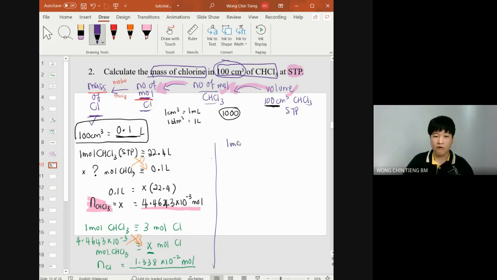So 1 mole of chlorine atom. Dalam keadaan atom. Macam mana teacher tahu dia atom? Sebab saya hanya nak chlorine. Saya nak sebiji tu. So dia dalam keadaan atom. And the mass of 1 chlorine atom.